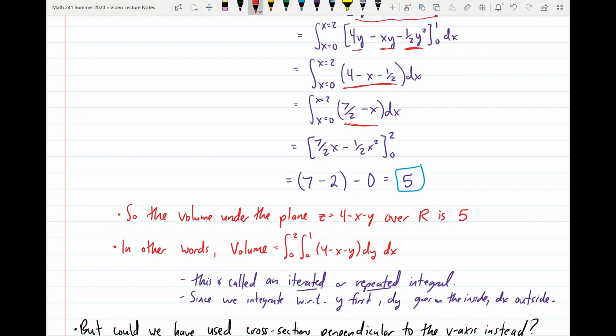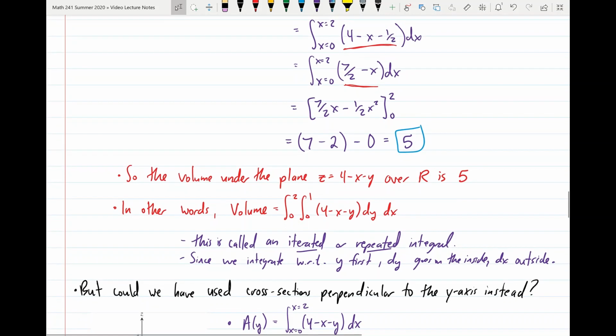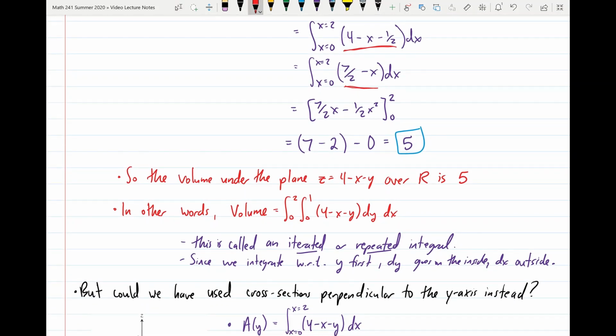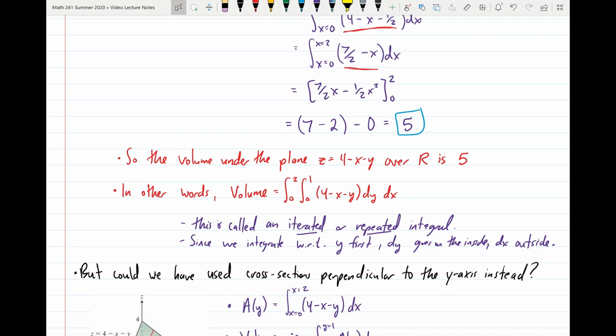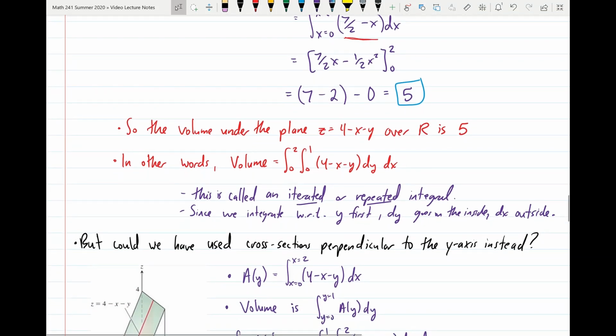So we're taking the integral from x equals 0 to x equals 2 of 7/2 minus x dx. And at this point, it just becomes an exercise from Calc 1. So the integral of 7/2 will be 7/2 x. The integral of minus x will be minus 1/2 x squared. And we're taking this integral from 0 to 2. So again, we plug in 2 and then subtract what we get when we plug in 0. And this gives us 5.